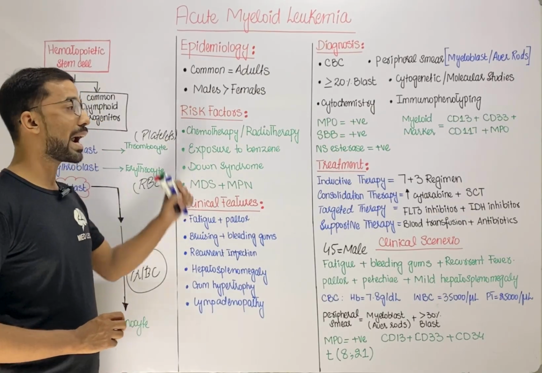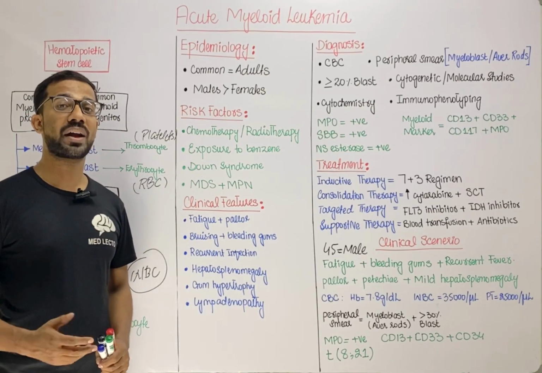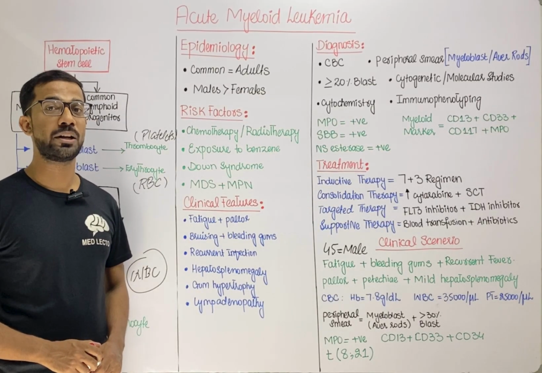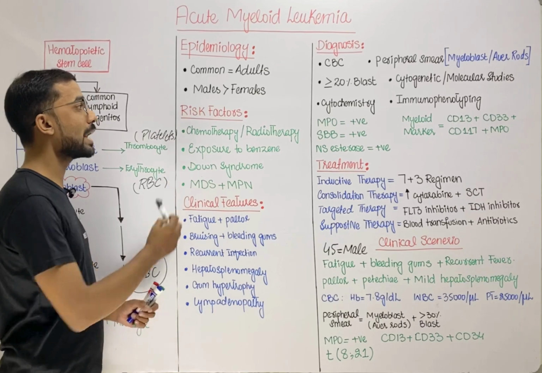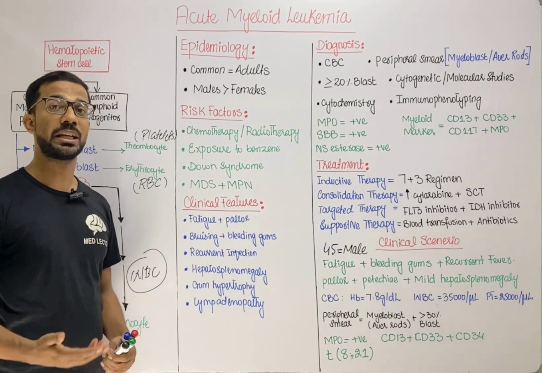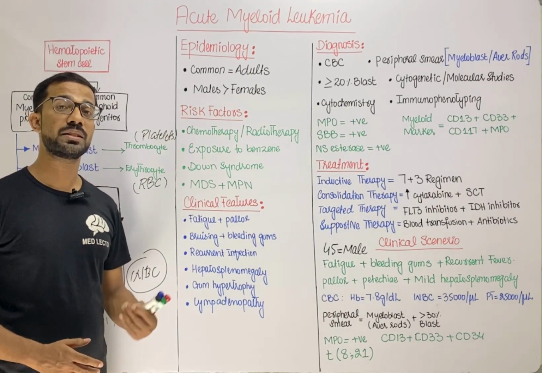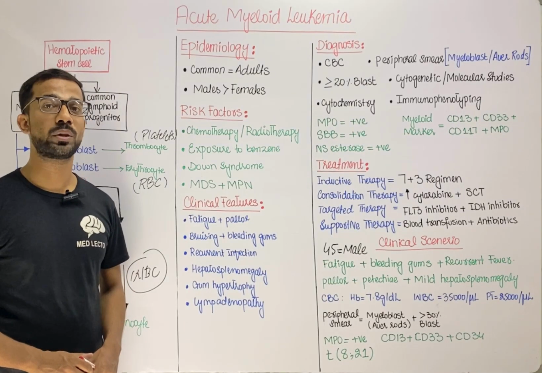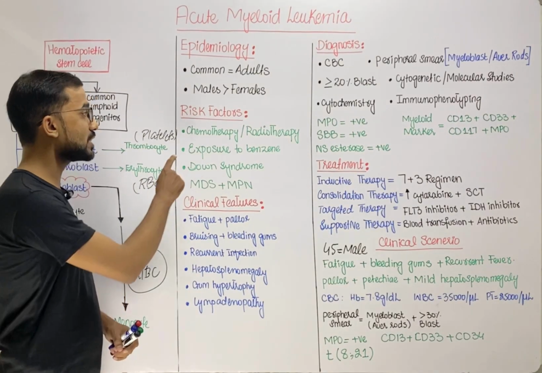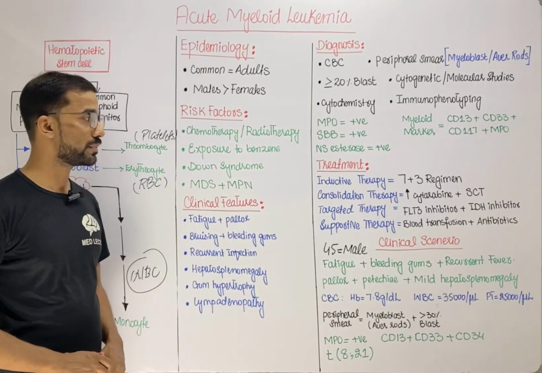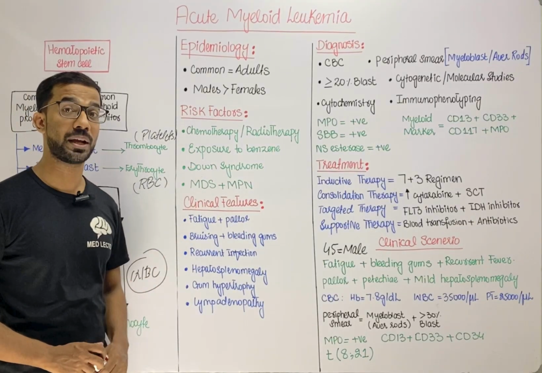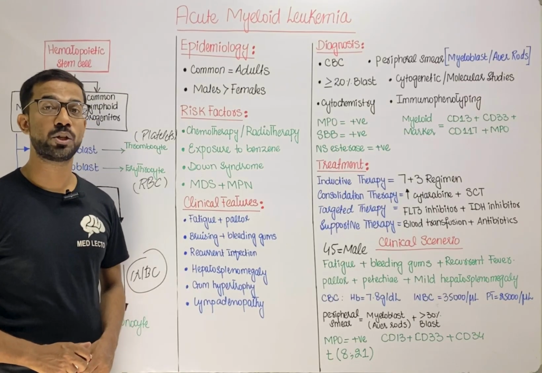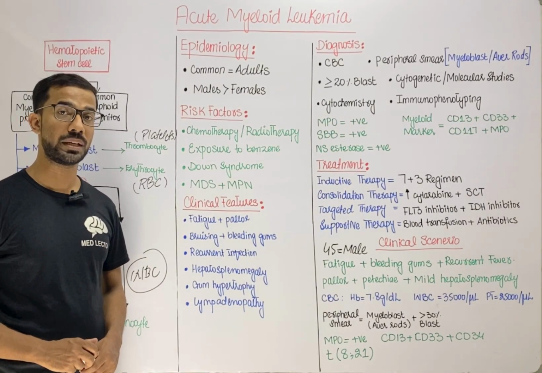Next, if we look at the risk factors, what risk factors enhance AML, acute myeloid leukemia? Chemotherapy and radiotherapy. After chemotherapy, there are chances of developing AML. Next is exposure to benzene. Third, Down syndrome patients most probably go towards AML.